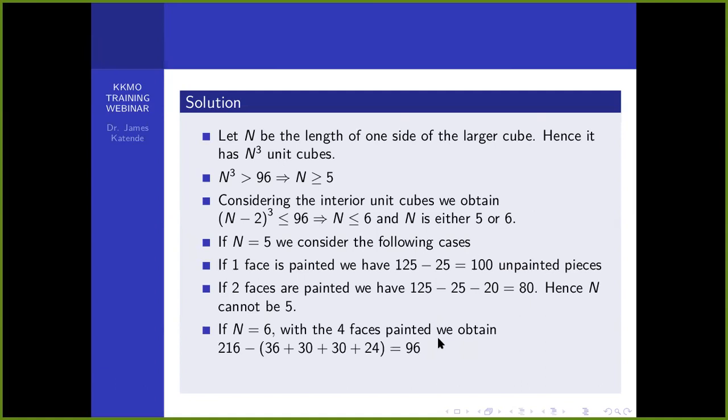What about if n is equal to 6? If n is equal to 6, you can again check this manually. It is possible to end up with 96 unpainted unit cubes. You pick one side and paint, the next adjacent side gives you another 30, the next adjacent side gives you another 30. Then you can pick one side which will give you an extra 24.